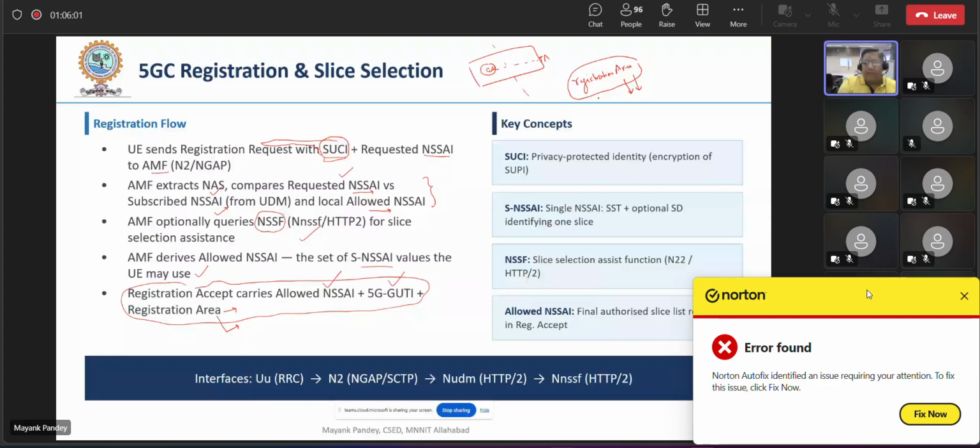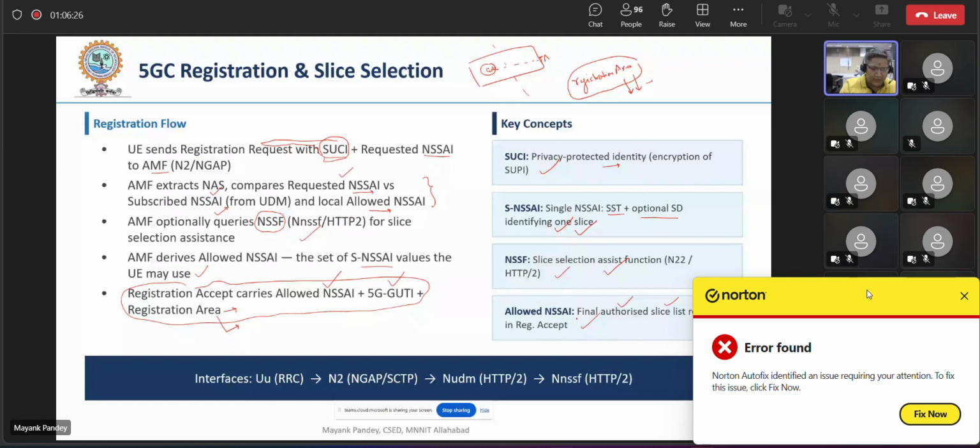Key concepts: SUCI, SNSSAI, NSSF, and allowed NSSAI. Fine. So it is a privacy protected identity. I told you, encryption of SUPI. Single NSSAI, SST plus optional SD, identifying one slice. This is the selection function. And finally, authorized slice list written in registration accept.